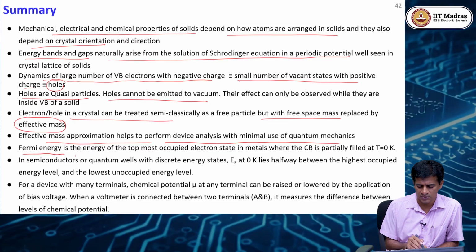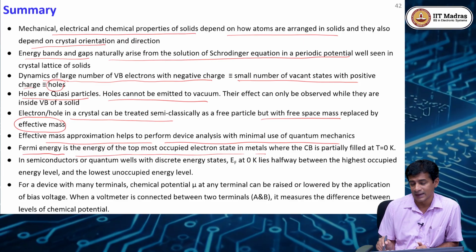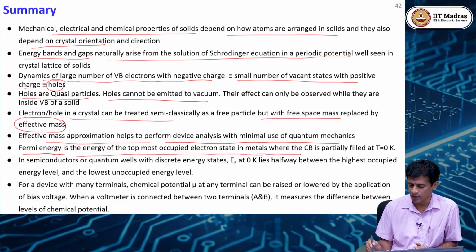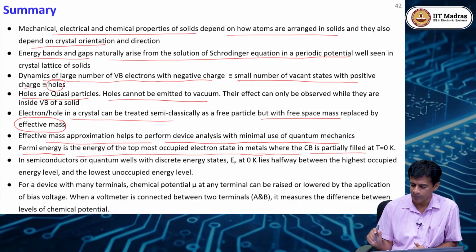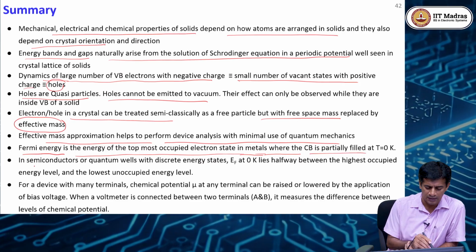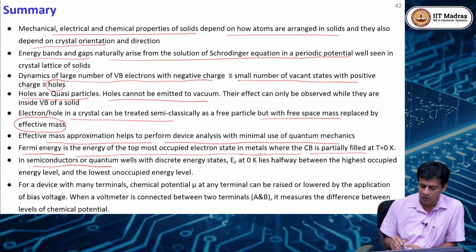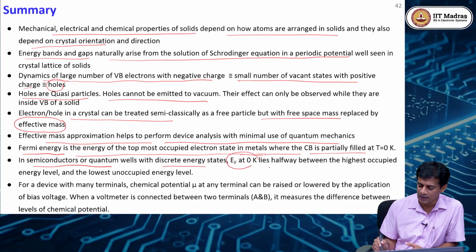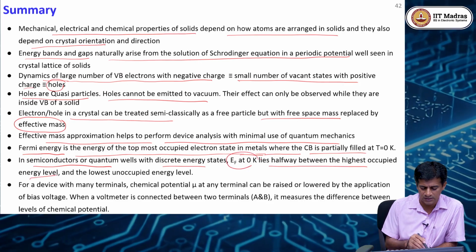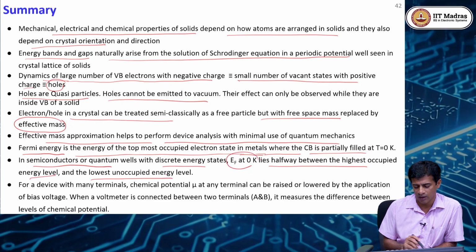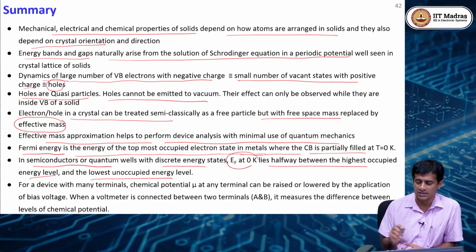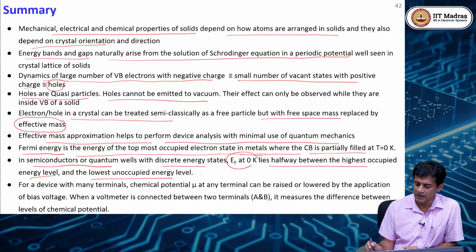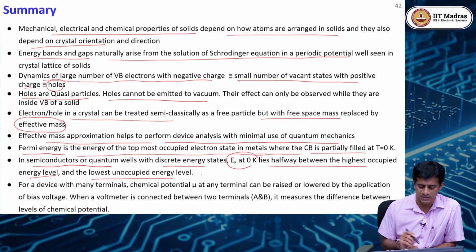The Fermi level is actually the energy of the topmost electron in metals. That is important. In metals, it is the topmost occupied level at 0 Kelvin, because the conduction band is partially filled. But in the case of semiconductors and quantum wells, with discrete energy states or discrete energy bands, the Fermi level at 0 Kelvin typically lies halfway between the highest occupied energy level and the lowest unoccupied energy level. This is a very important concept: how the Fermi level at 0 Kelvin is very different in metals and semiconductors.